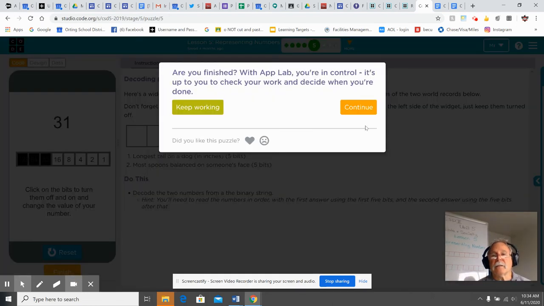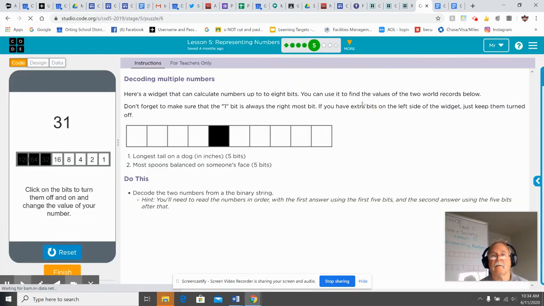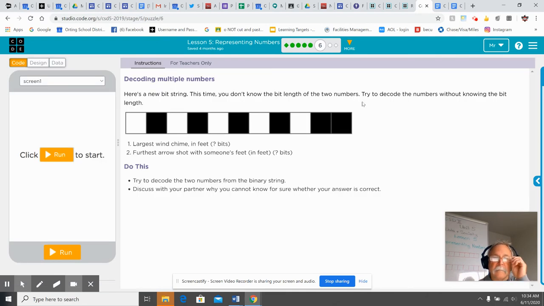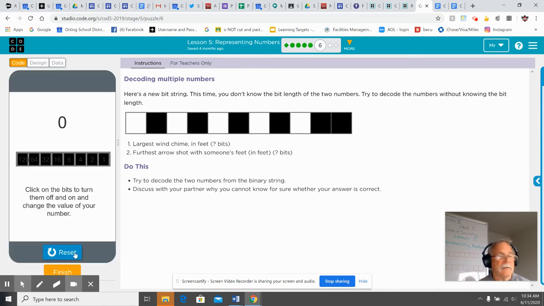So bubble number 6. Here's a new bit string. This time, you don't know the bit length of the two numbers. Try to decode the numbers without knowing the bit length. Okay, so here we go. Largest wind chime in feet. If we're looking at the largest wind chime in feet, what was that? It was 42 feet. So we're going to try and figure out which one we want to start with.